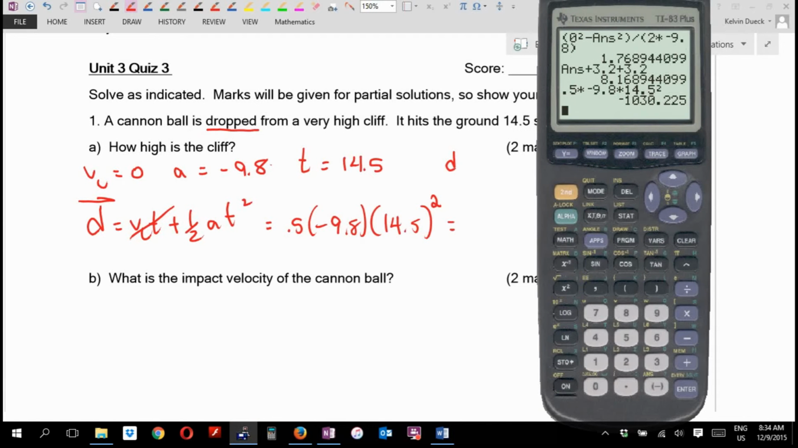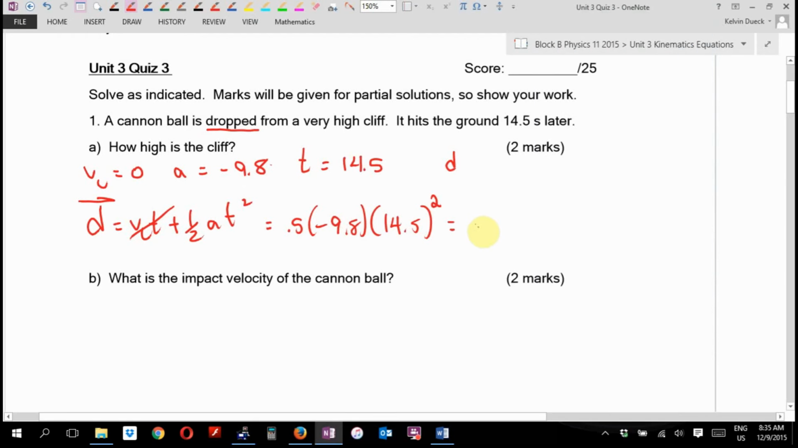Did you get, wow, that's a big cliff. Yeah, I wanted to make the numbers interesting. Negative 1,030. If you said negative, that's fine. Technically, a height is positive, but I'm not going to be fussy. This cliff is 1,030 meters high. Okay, 2 marks. I would give you, as usual, 1 mark for the equation, half mark for the numbers, half mark for the answer. If you got it right, you get 2 out of 2.